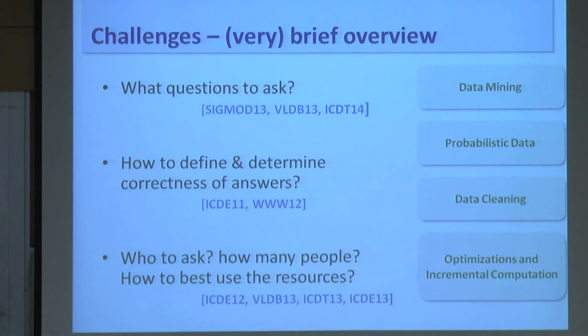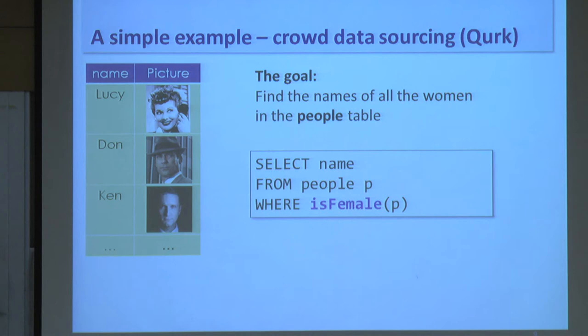So let's start with a very simple example. Suppose I have a database. I have a table that contains information about people. This is the table up there. It contains just the name of the person and the picture of the person. That's the information that I have in my database.